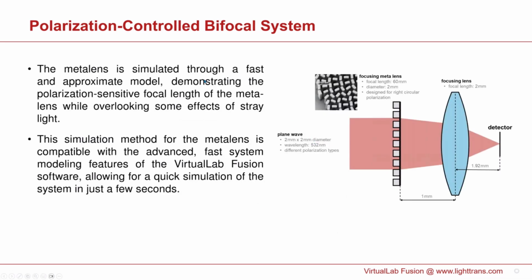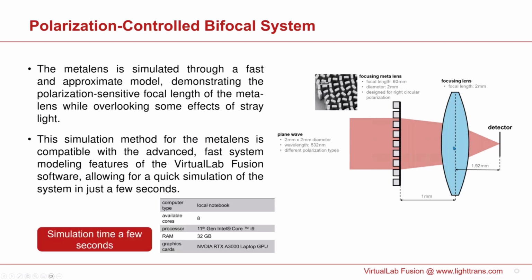To achieve that, the metalens is simulated through a fast and approximate model, demonstrating the polarization sensitive focal length of the metalens by overlooking some effects of stray light. This simulation method for the metalens is compatible with the advanced fast system modeling features of the Virtual Fusion software, allowing for a quick simulation of this system in a few seconds. And that is not on a supercomputer, but just on a more or less standard notebook.